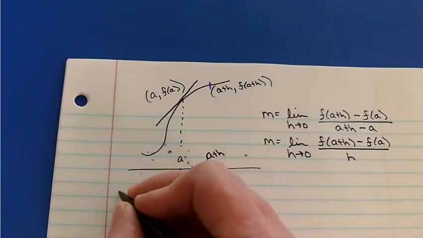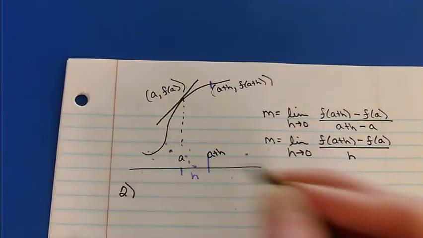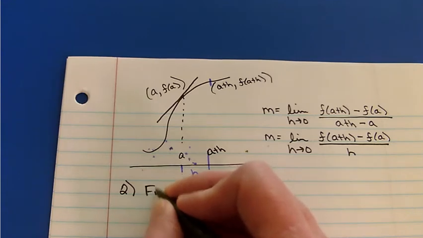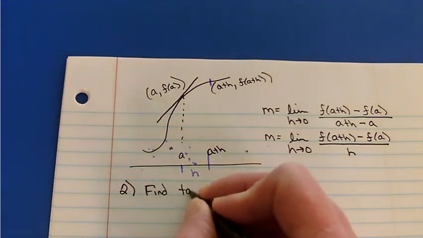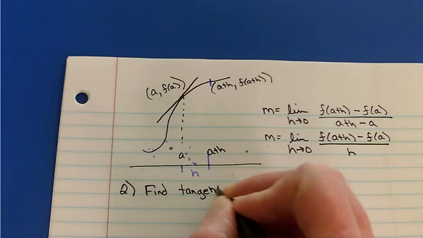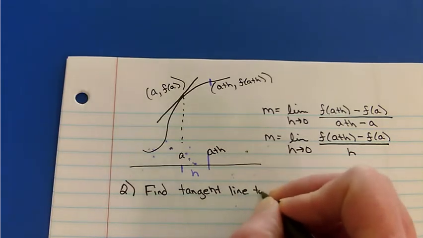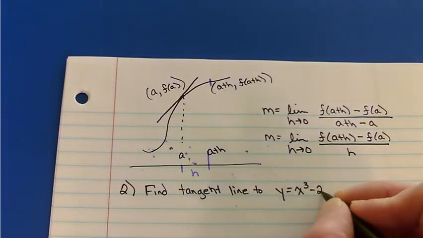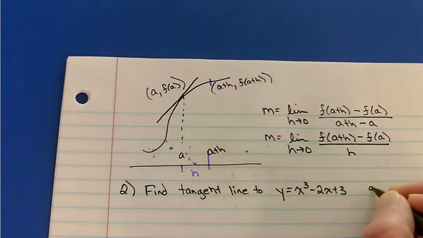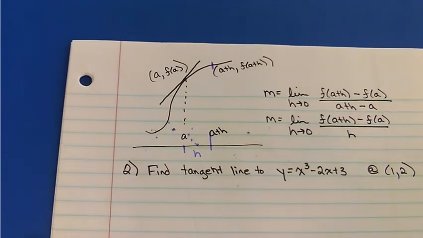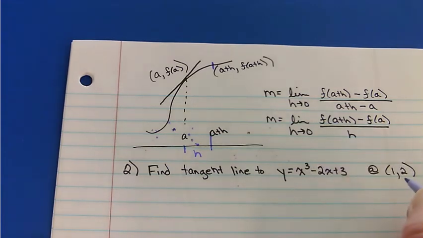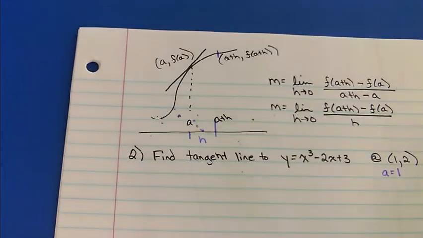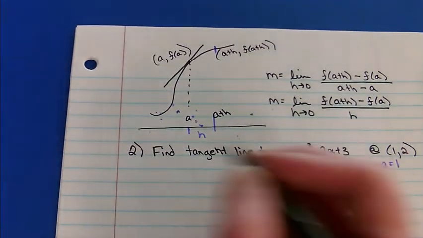Let's see if we can use that one. Okay, so number 2 for my examples. Find the tangent line to y equals x cubed minus 2x plus 3 at 1, 2. Again, we've got our point. Our A is 1. And so we're going to plug everything in.